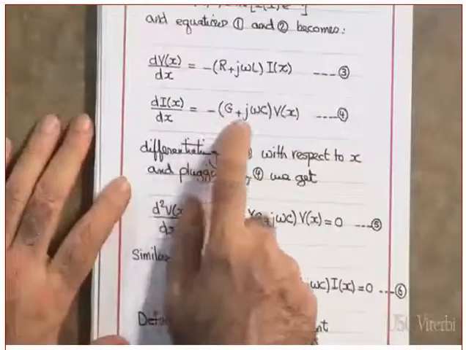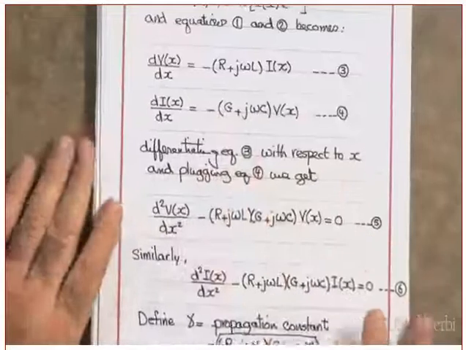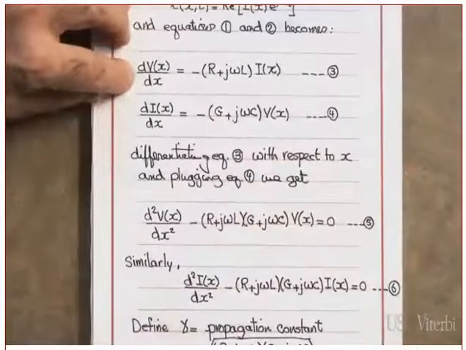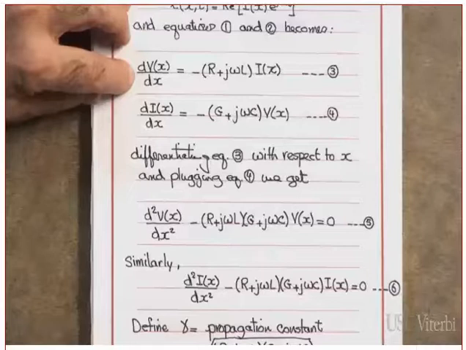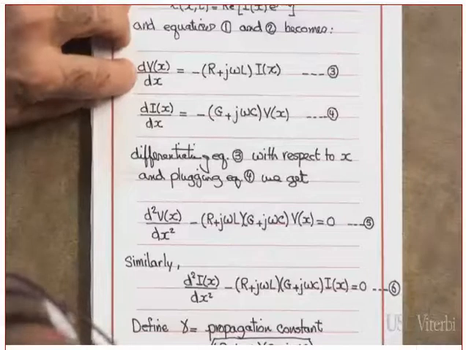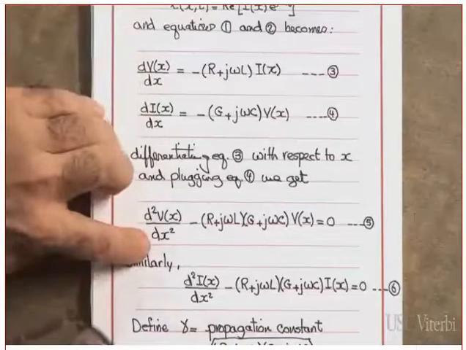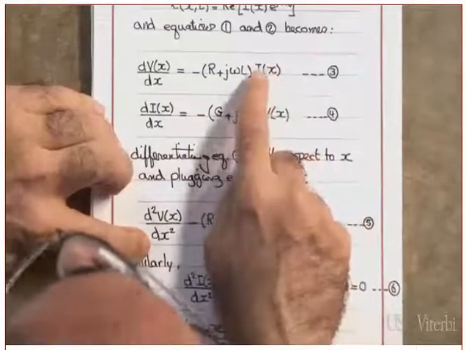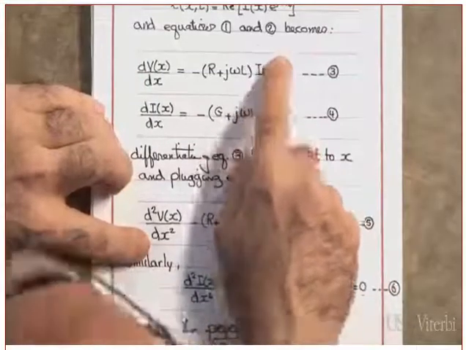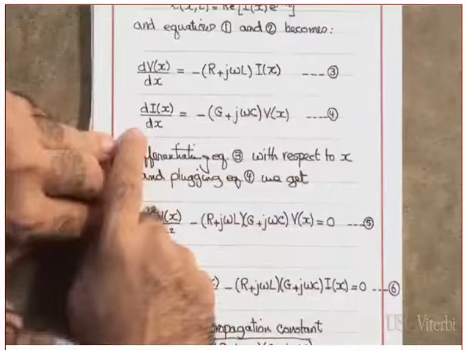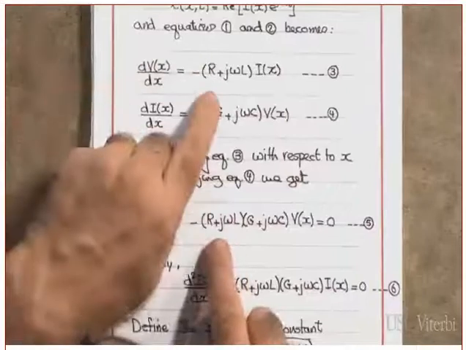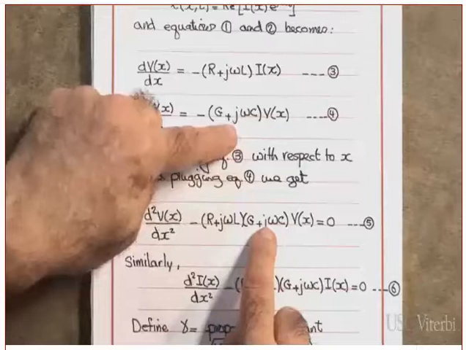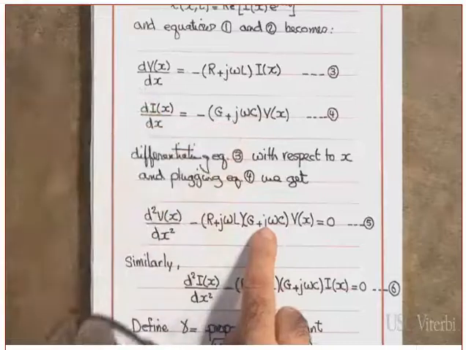And this one is what? Minus (G plus j omega C) times V of x. Clear? Now, differentiate equation 3 with respect to x again. With respect to x again, what will this side become? The second derivative of V with respect to x. Yes or no? Yes. What will this one be? dI/dx, which means what? I'm going to substitute this. So what do I get? Minus (R plus j omega L) times what?